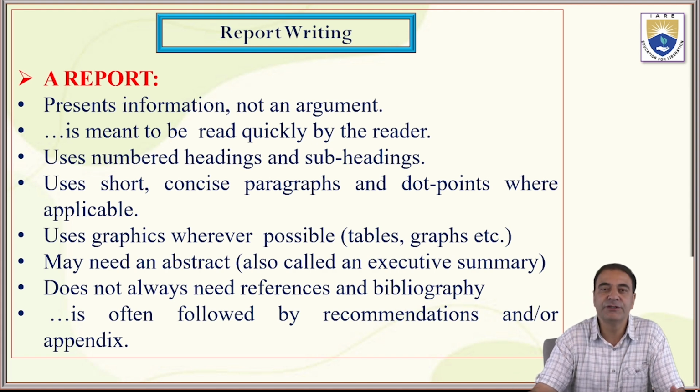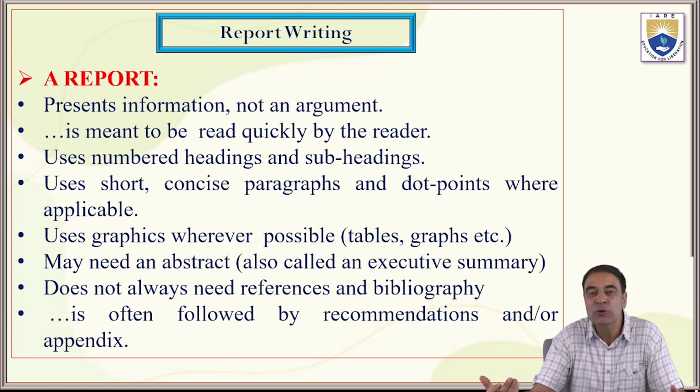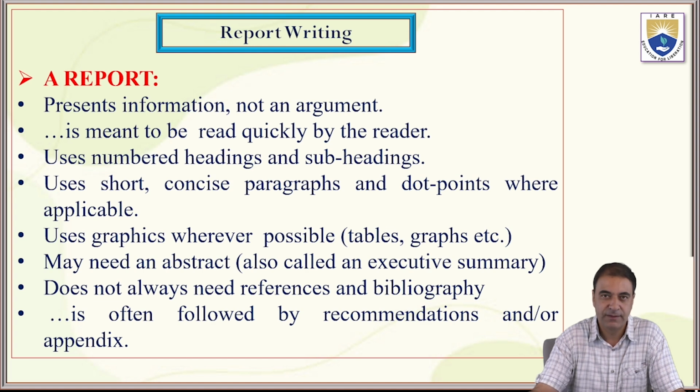We classify information in order to make it simple, in order to make it lucid for a reader. That's why we put numbered headings or subheadings. We just classify the information, separate the information to make it comprehensible for the reader, so a reader can go easily through the whole content. And the next point is use short, concise paragraphs and dot points where applicable.